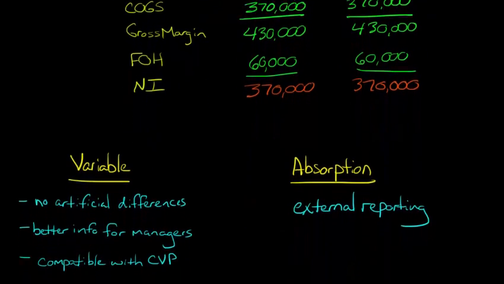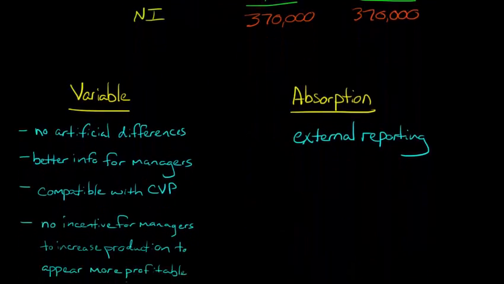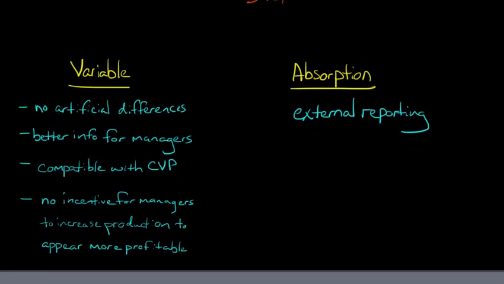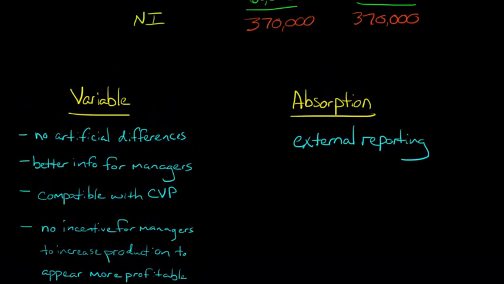Now, how does this actually compute in terms of thinking about the advantages or disadvantages of variable versus absorption costing? Well, we're not creating these artificial differences with variable costing that we are with absorption costing, right? With absorption costing, we're saying, hey, this quarter we had a better quarter, when in reality we just had an inventory buildup, and because of that we ended up attaching some of that fixed overhead to inventory that's going to be dealt with later, and it just makes this quarter look better.